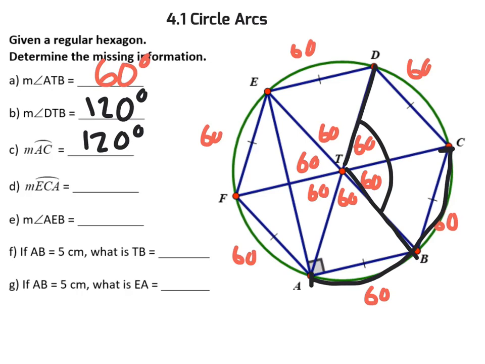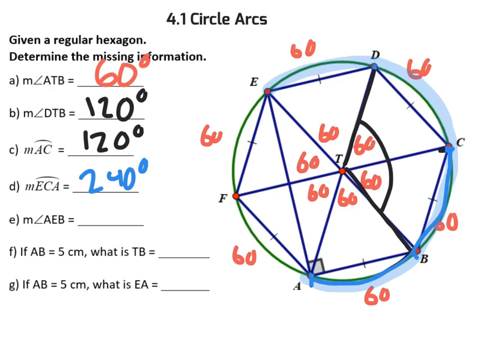ECA. We're doing an arc here, aren't we? So let's highlight that with a new color. ECA. This is a major arc. And that's 180 and 60 more, isn't it? I mean, we can count all those up, but that's just good old-fashioned 240.